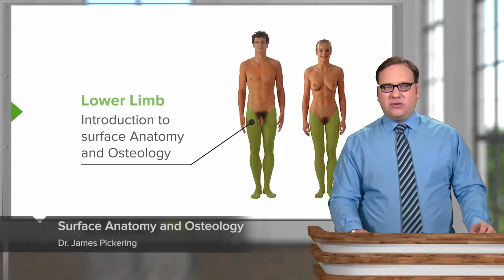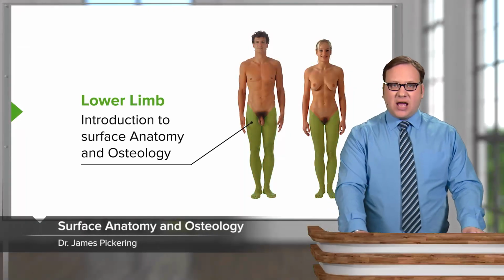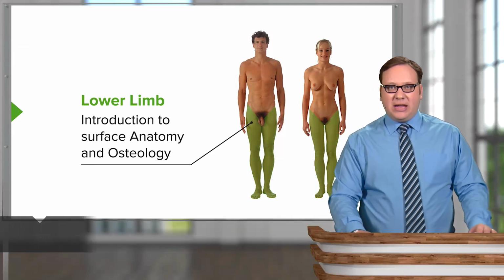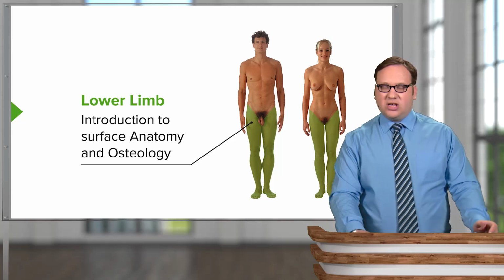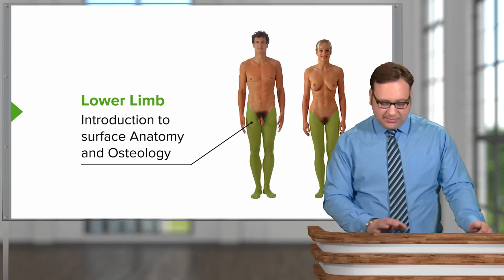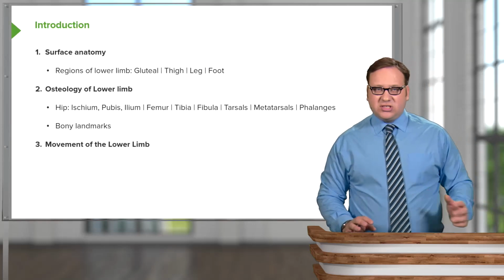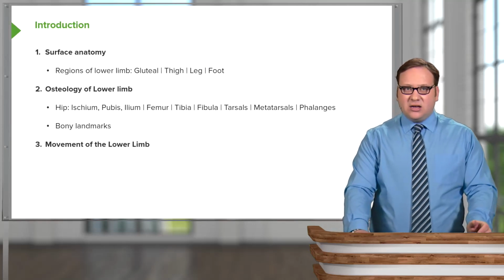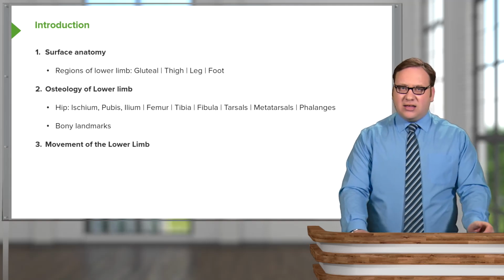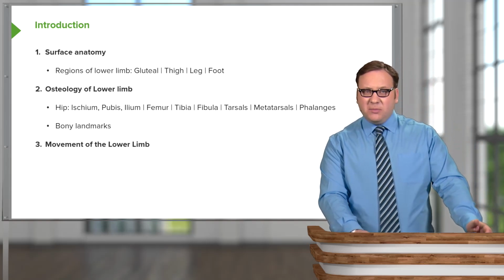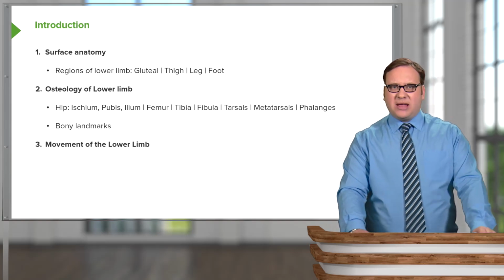In this lecture, we're going to look at the surface anatomy and osteology of the lower limb, which will set you up for the remaining lectures in this part of the course, which covers lower limb anatomy. So we're going to first of all start with the surface anatomy, look at the various regions of the lower limb, the gluteal, thigh, leg and foot.